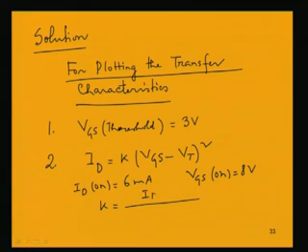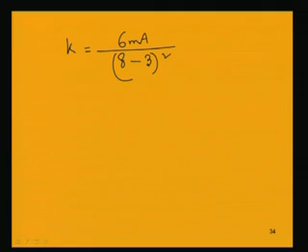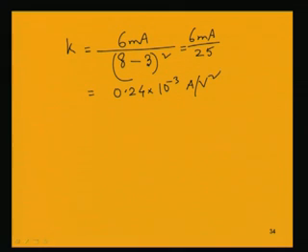K is ID by (VGS minus VT) square. Putting the values here, ID on is 6 milliampere given to us, VGS on is 8 volt, threshold voltage is 3. If we compute 6 milliampere by 25, we get a value 0.24 into 10 to the power minus 3 ampere per volt square. Basically, it is 0.24 milliampere by volt square. In ampere per volt square, it will be the value of K.